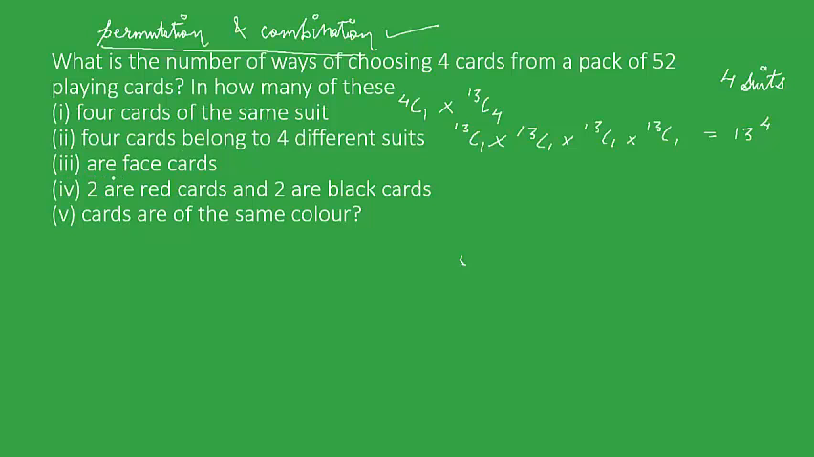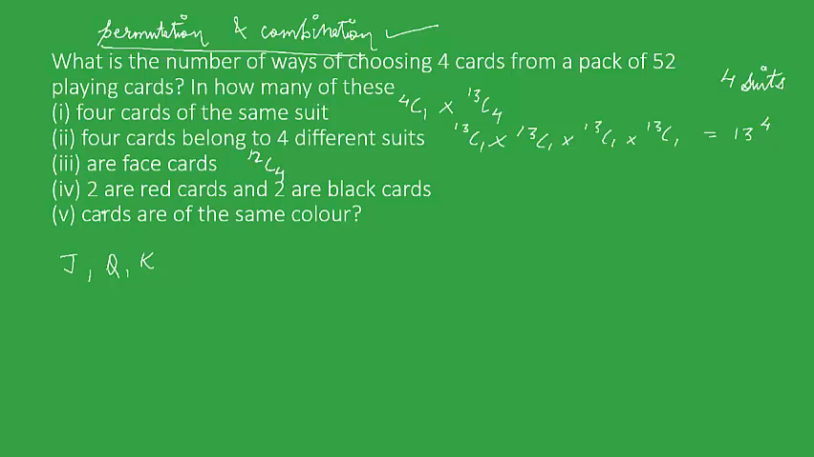Okay, so the third question is that all the cards should be face cards. For those who are beginners, the face cards are the ones which have faces. They are Jack, Queen, and King. So we have 3 face cards from each suit, and in all 12 face cards. So we have to choose 4 cards from these 12 cards only. So the answer is 12C4. We have to choose 4 cards from the 12 different cards.